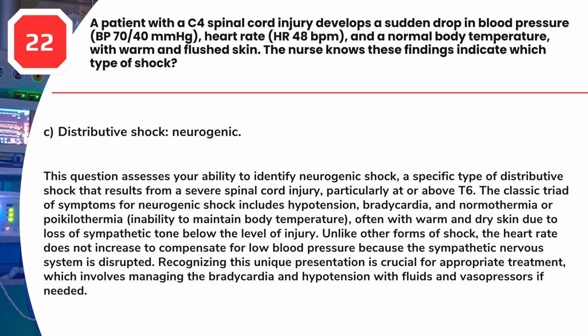Answer, C. Distributive shock, neurogenic. This question assesses your ability to identify neurogenic shock, a specific type of distributive shock that results from a severe spinal cord injury, particularly at or above T6. The classic triad of symptoms for neurogenic shock includes hypotension, bradycardia, and normothermia or poikilothermia, inability to maintain body temperature, often with warm and dry skin due to loss of sympathetic tone below the level of injury.